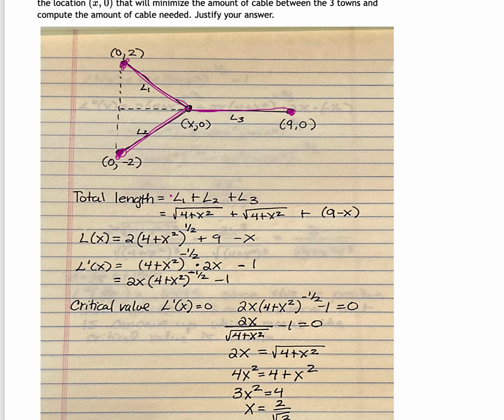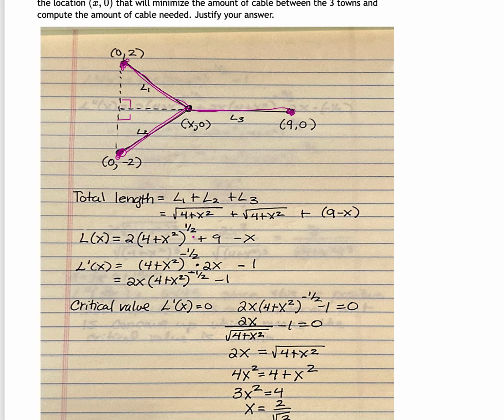So we're going to take the length of L1 plus the length of L2 plus the length of L3 and add them up. Now, L1 and L2 are the hypotenuse of the right triangle right here. And they're going to be the same length since this comes out to 2 in either direction. Using the Pythagorean theorem, we get that L1 and L2 are both the square root of 4 plus x squared. And then the length of L3 is the difference between 9 and x. So I'm just going to take 9 minus x to find that length.